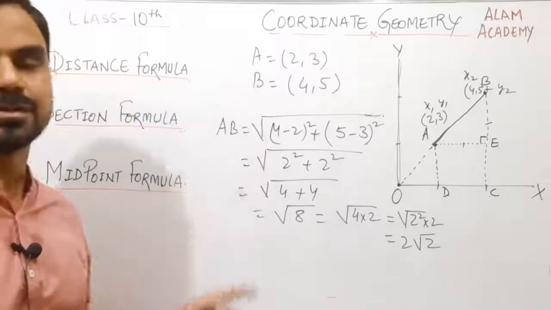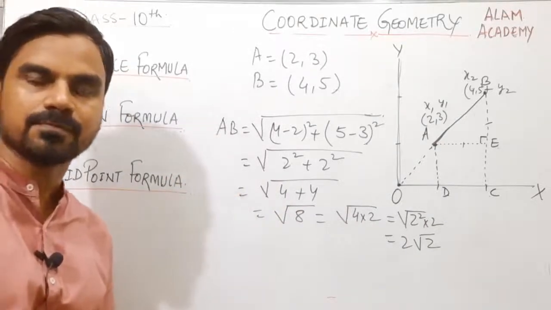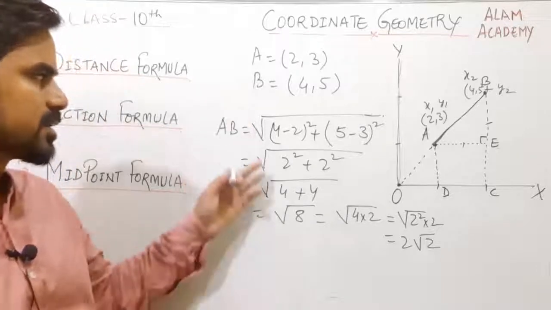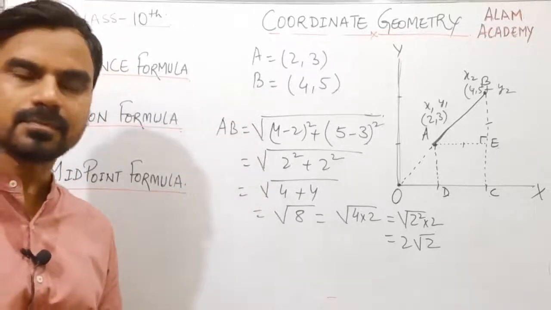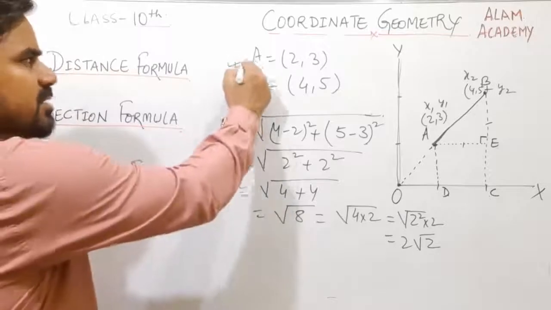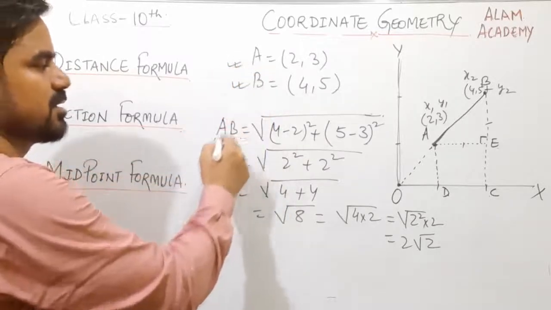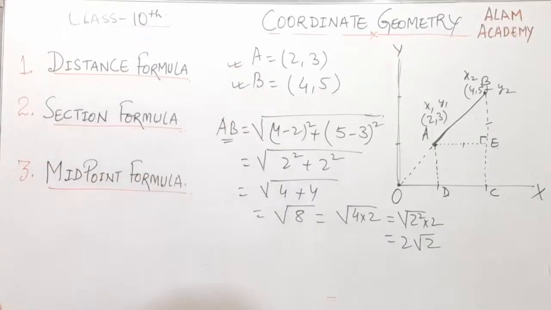So in this way we use the distance formula. I hope you all have understood how to solve the question. If two coordinates are given, we can find out the distance of AB or distance between AB by this formula.